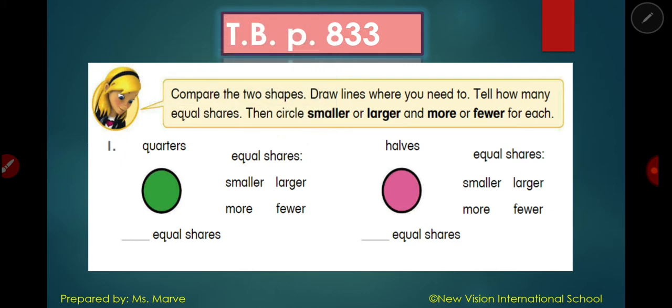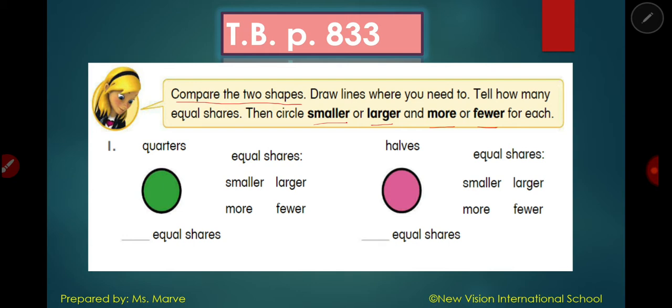Number 1, we are going to compare the 2 shares. Just compare. We need to draw lines where you need to. Tell how many equal shares. Then circle smaller or larger and more or fewer for each. You need to decide. Okay?